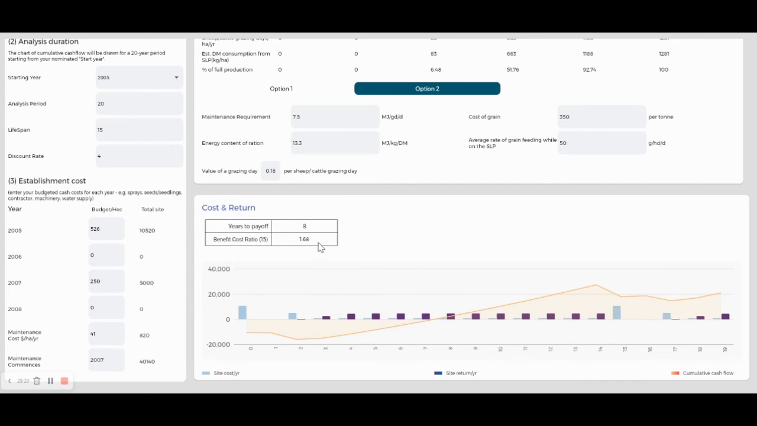The benefit cost ratio is 1.68, so almost 1.7. So for every dollar you spend establishing the saltbush, you're getting $1.70 or $1.68 of income.